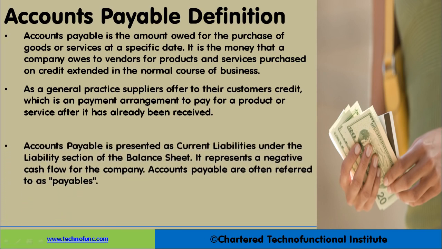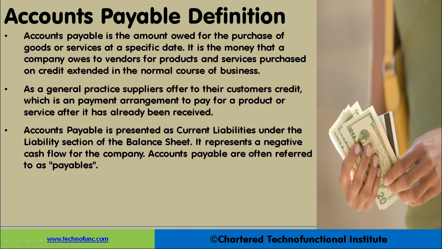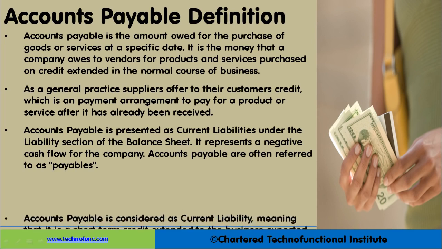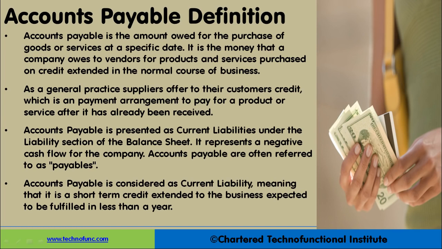Accounts payable is presented as current liabilities under the liability section of the balance sheet. It represents a negative cash flow for the company. Accounts payable are often referred to as payables. Accounts payable is considered a current liability, meaning that it is a short-term credit extended to the business, expected to be fulfilled in less than a year.